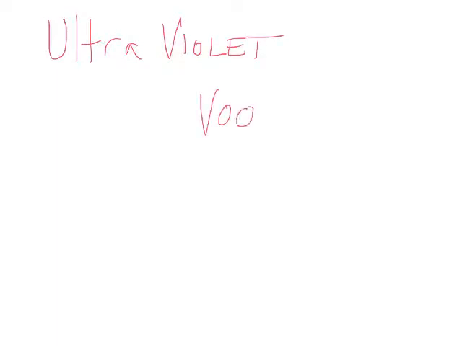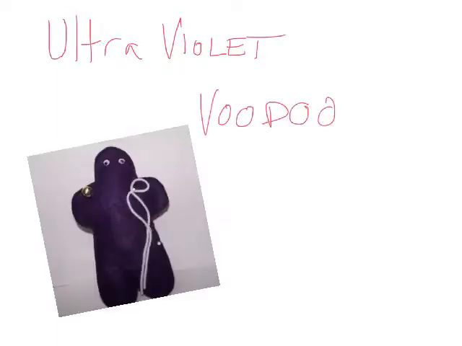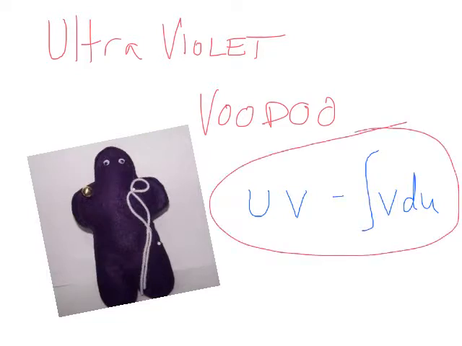The next learning mnemonic you'll hear me make reference to is ultraviolet voodoo. And ultraviolet voodoo helps us remember ultraviolet and then voodoo, because this is the formula that we're going to need to remember for integration by parts. Alright, let's take a look at our first example.